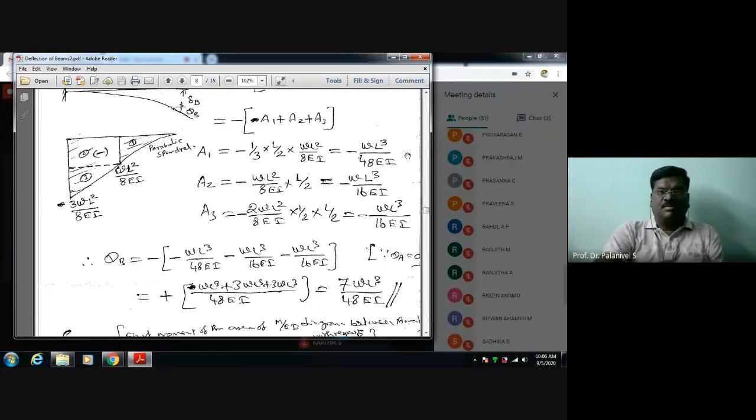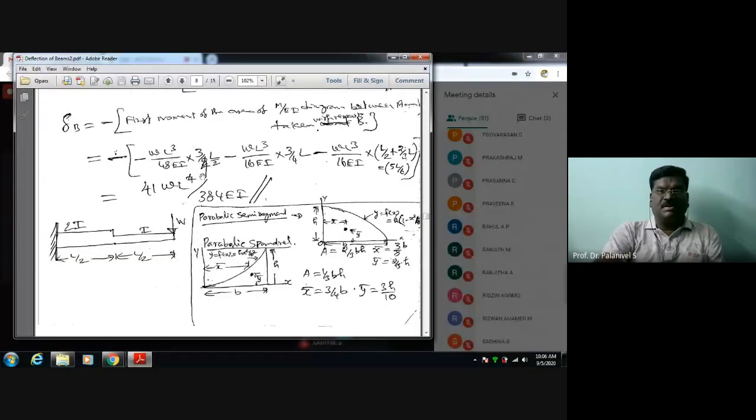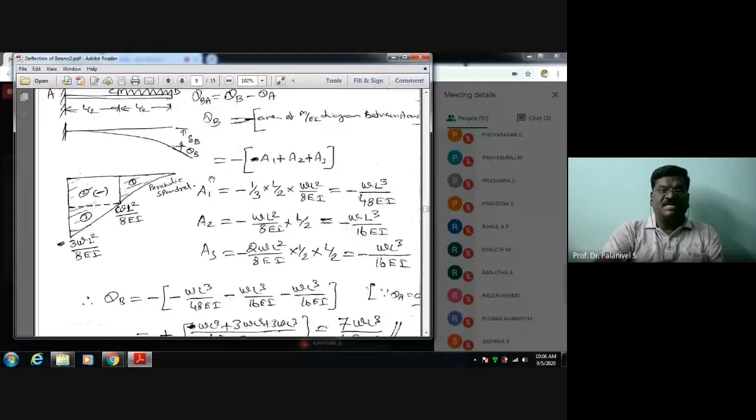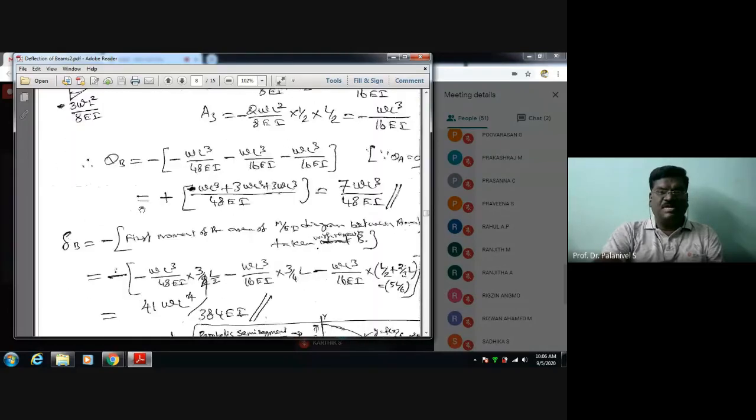This is A1. From here, it's the centroidal distance. At what distance? It is 3/4 from here, and from there it is 1/4. If you take a spandrel like this, the centroidal distance is 3/4 from here and 1/4 from there. Please keep it in mind. It's not a triangle, it is a parabolic spandrel. That is why from here the centroidal distance is 3/4, and from here it is 1/4. That's why it is multiplied.